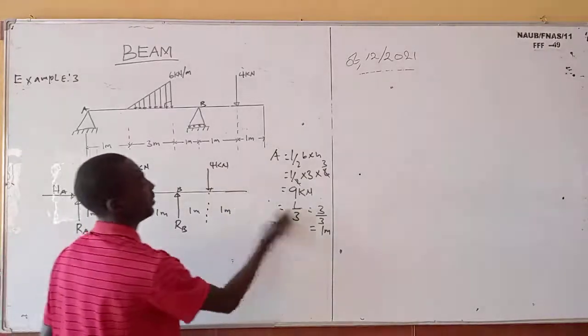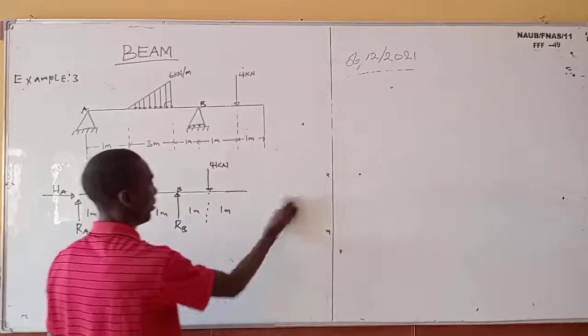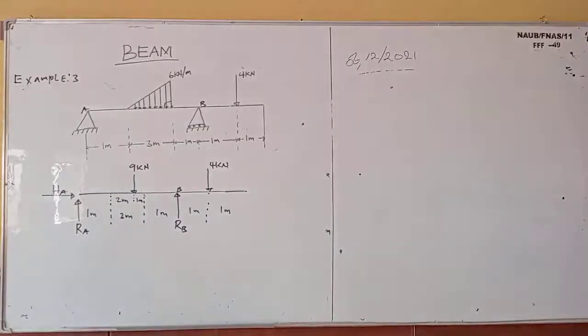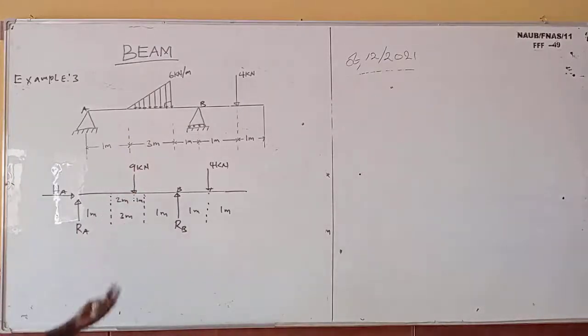Okay, so the next thing that we need to do, three things. You take the sum of upward force equals downward force, or you can take the sum of vertical force, and the sum of horizontal force equals zero, and the summation of your moment. That is everything that you need to do.